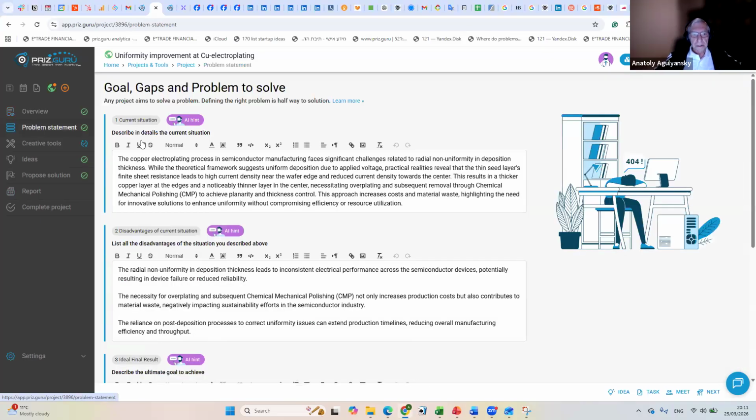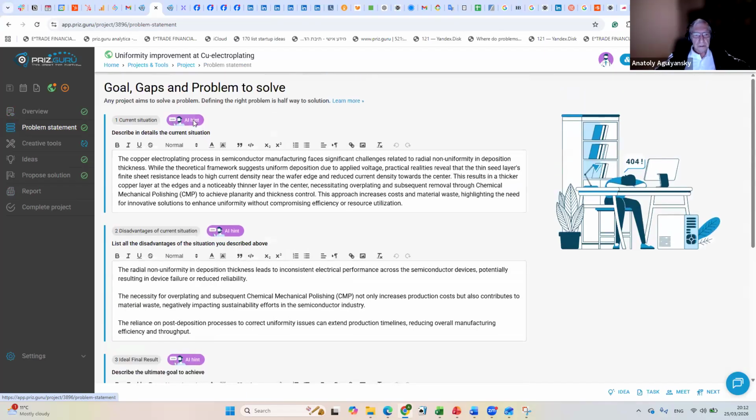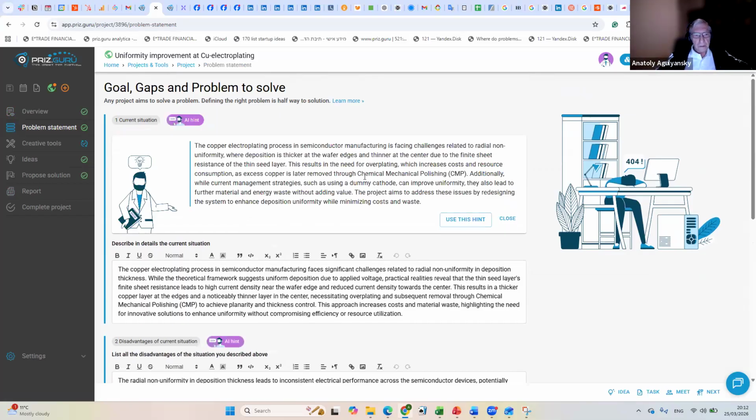Problem statement. The next step is problem statement. We should state the problem, and we state it in 5 steps, and we have a helper. The helper will read everything and give its vision of why it happens. And this is just a shorter explanation of what we described in the overview. So we can accept it and start to argue with this.